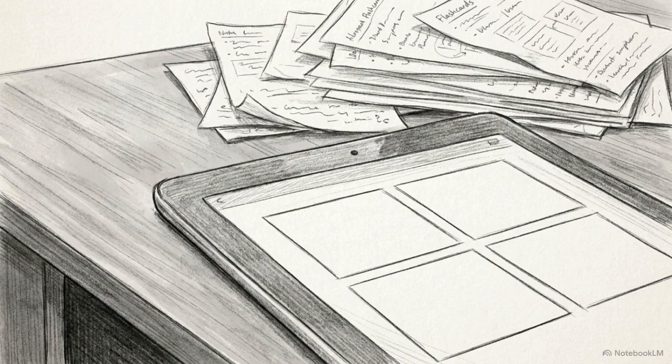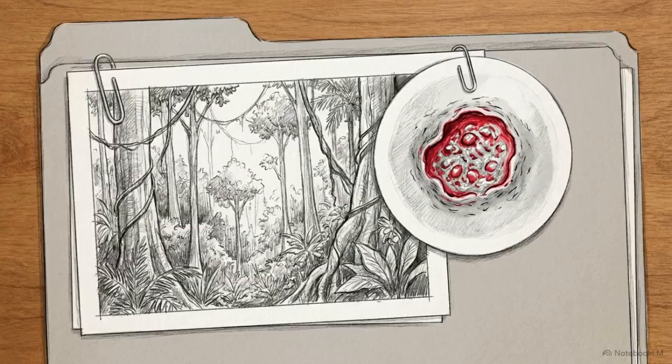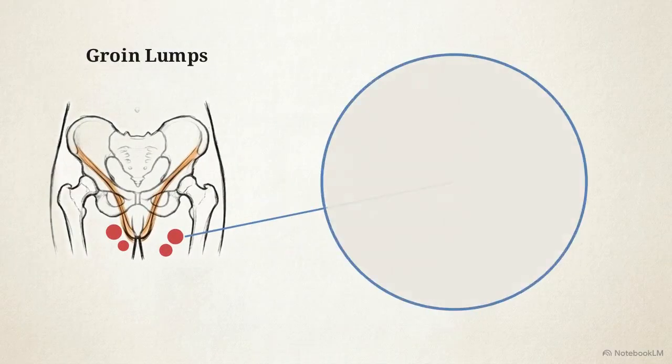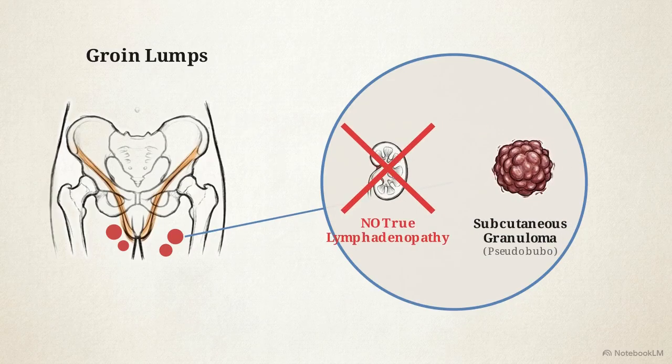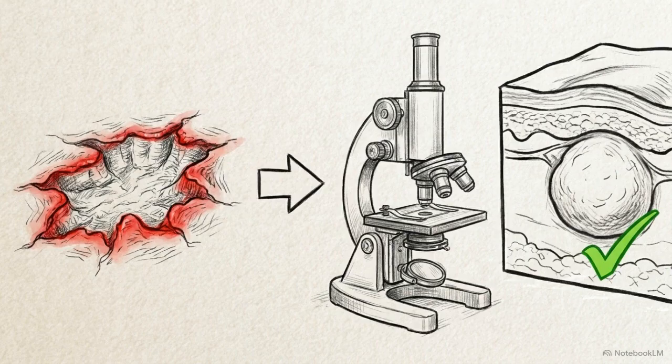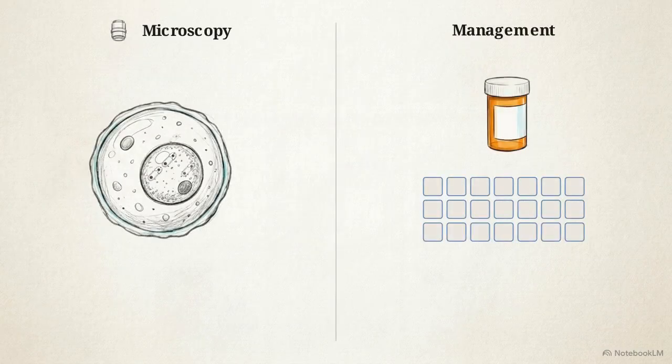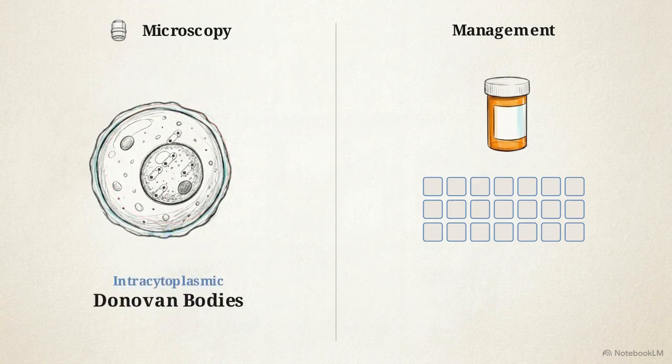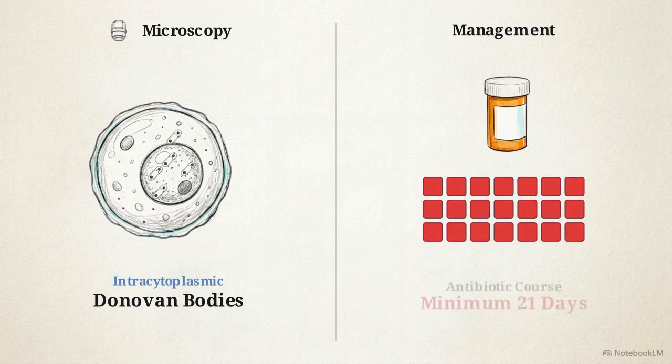Prioritizing the clinical phenotype over pathogen names allows you to navigate complex cases by logic rather than rote recall. Consider this final case. A patient from Papua New Guinea has a chronic, beefy red ulcer that bleeds on touch. Physical exam shows groin lumps that biopsy reveals to be subcutaneous granulomas, not lymph nodes. The beefy red appearance and the presence of pseudobuboes point directly to Donovanosis. You should expect to find safety pin Donovan bodies on microscopy and prescribe a minimum 3-week antibiotic course.